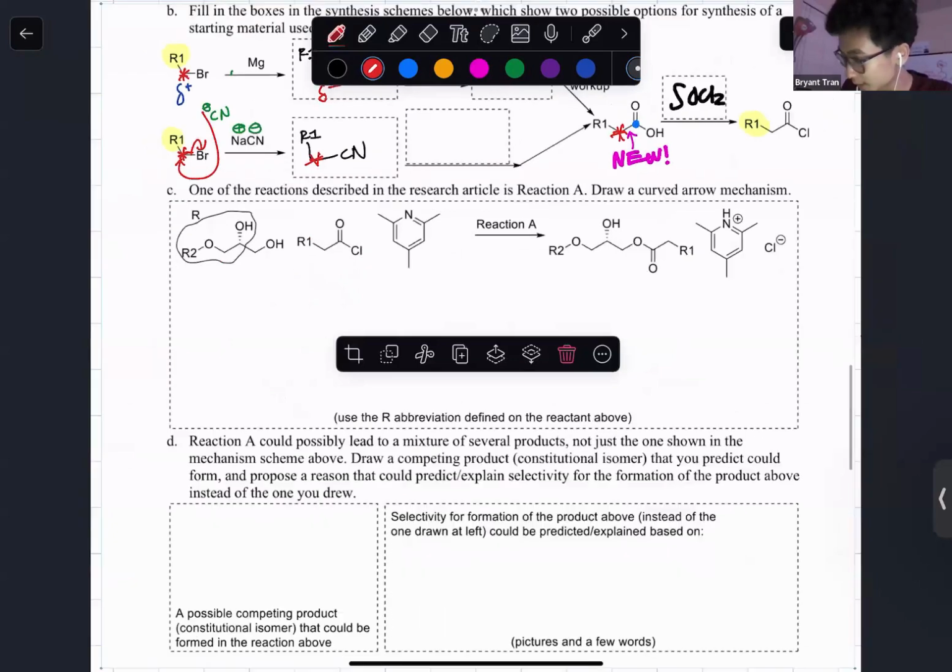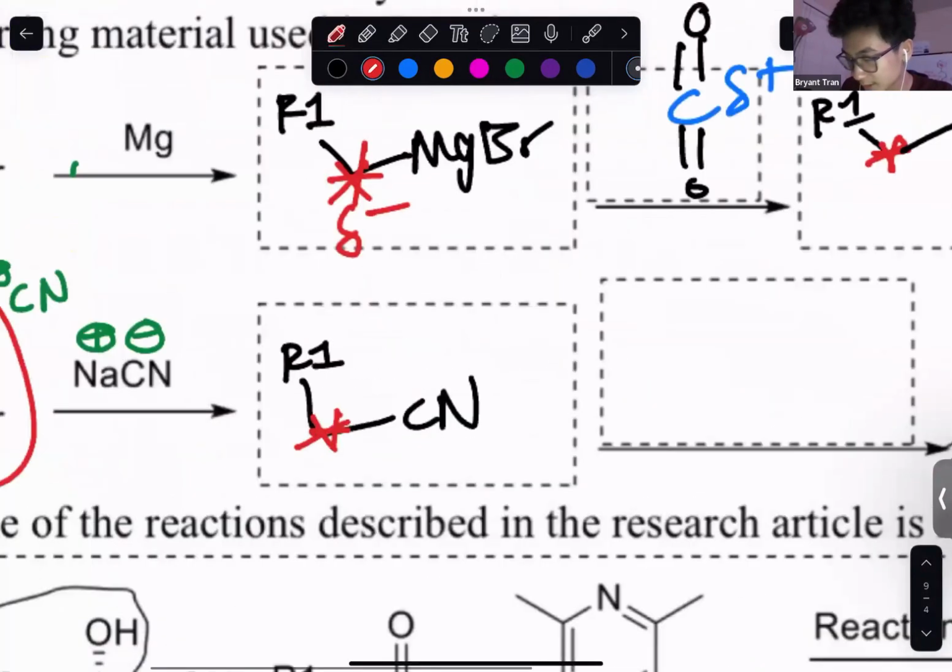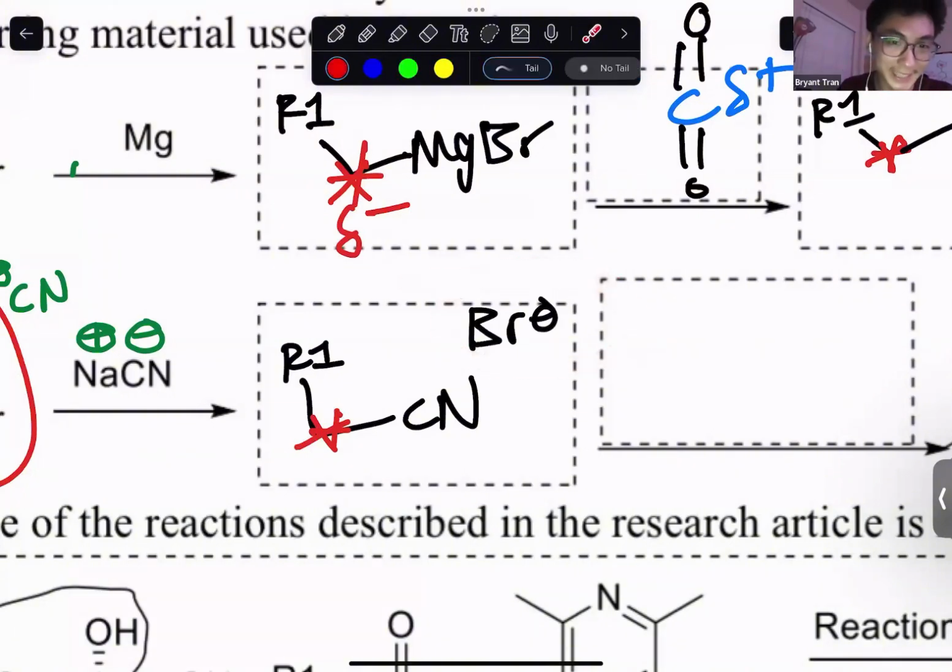The product, and you could draw out the Br minus, but I don't know if that's graded. Just in case it's graded, I would include that side product as well. I don't know if it's graded or not.